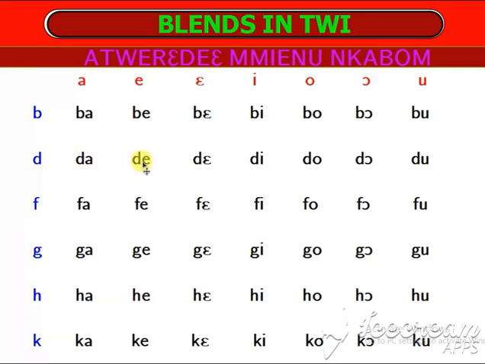Da, de, di, do, du. Fa, fe, fɛ, fi, fɔ, fo, fu. Ga, ge, gɛ, gi, gɔ, go, gu. Ha, he, hɛ, hi, hɔ, ho, hu. Ka, ke, kɛ, ki, kɔ, ko, ku.